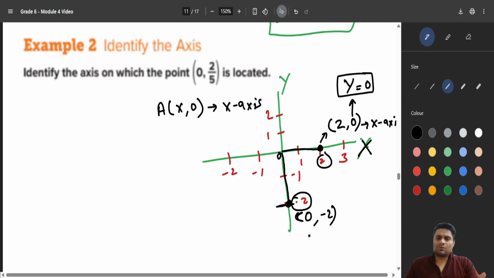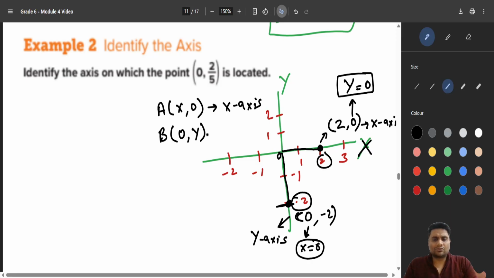So what did I notice now? Whenever the x is 0, the point will be where? The point will be on the y-axis. So opposite is happening, correct? So whenever there is a point given in which the x is 0 and some y coordinate is given, it means this is on the y-axis. So what did we learn? y0 yani x-axis and x0 yani y-axis.